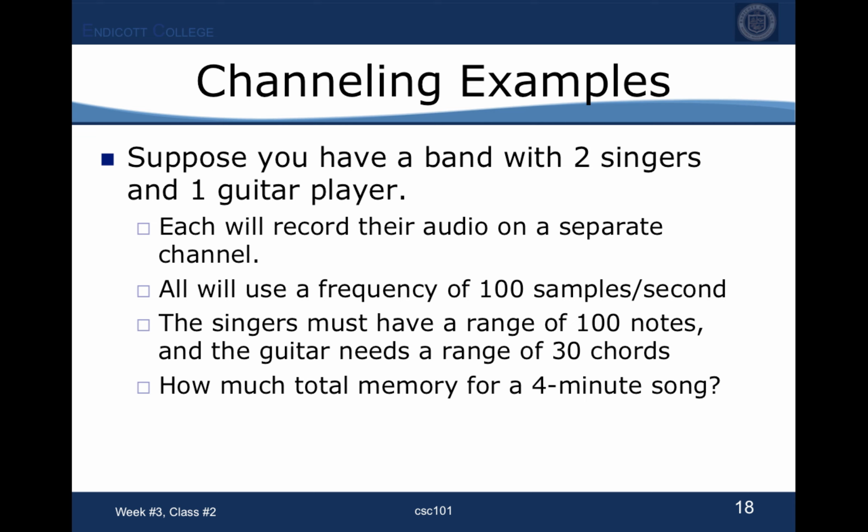Okay, anyway, so let's say everybody's going to use a frequency of 100 samples per second. Now, singers probably need a much higher range because the human voice has, in theory, an infinite number of tones that we can produce. But let's say there are at least 100 different tones that they want to capture from the singers, whereas the guitar doesn't have as many different sounds, so maybe there are 30 variations of sounds from different chords that they want to record, and it's a 4-minute song. So the question is, how much memory is this entire recording going to take?